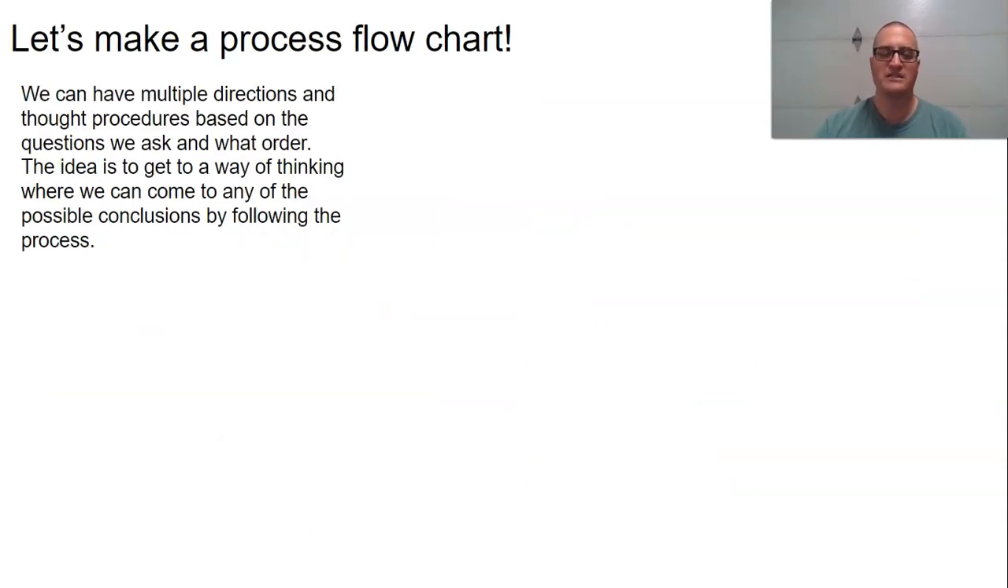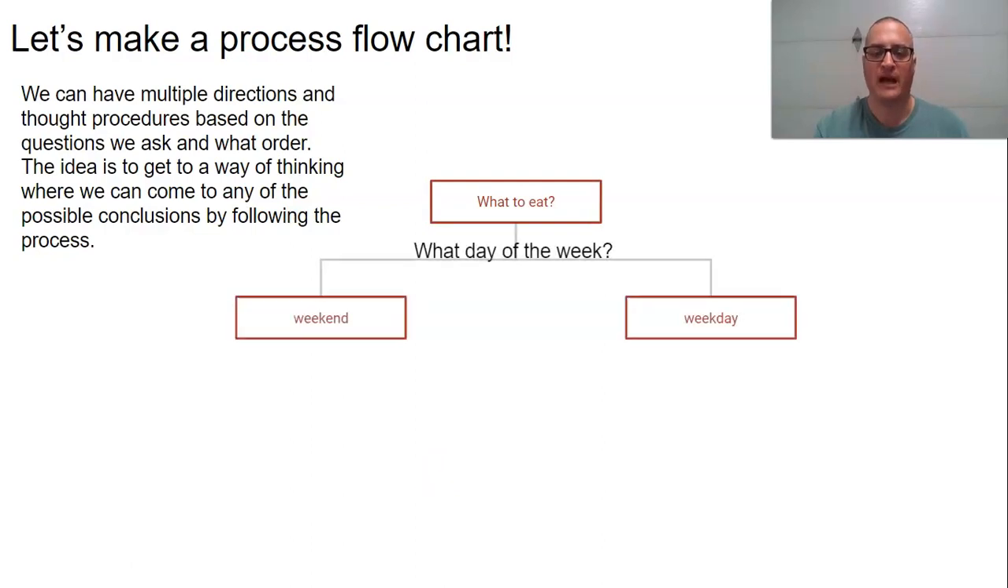Now, let's make a process of a flow chart. And again, there can be multiple directions. You don't have to have my first as your first. It doesn't have to be that way, as long as we all come to a conclusion of each of those based upon the criteria we have to test. So let's take a look. So, where to eat or what to eat, right? That's where we start.